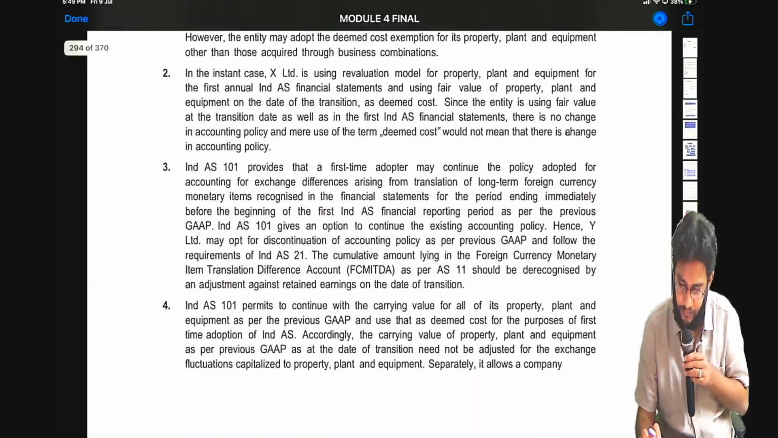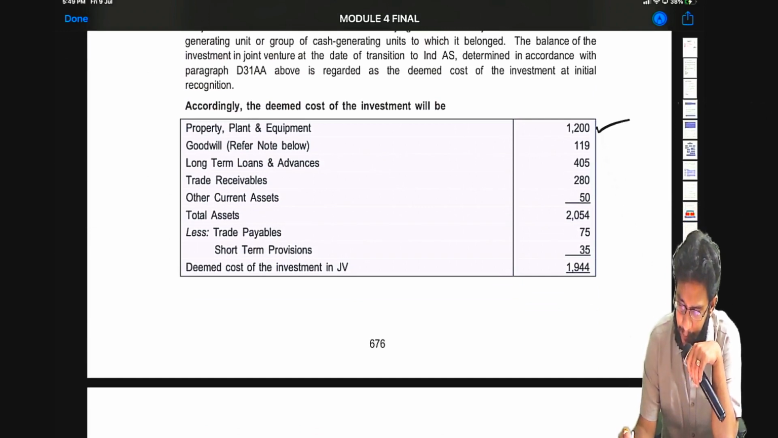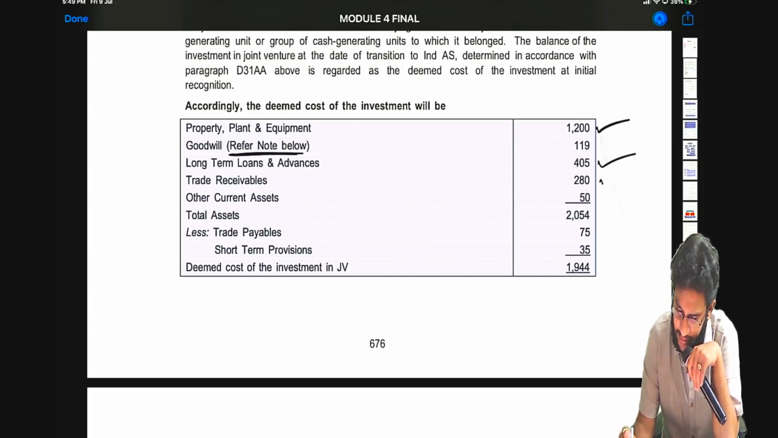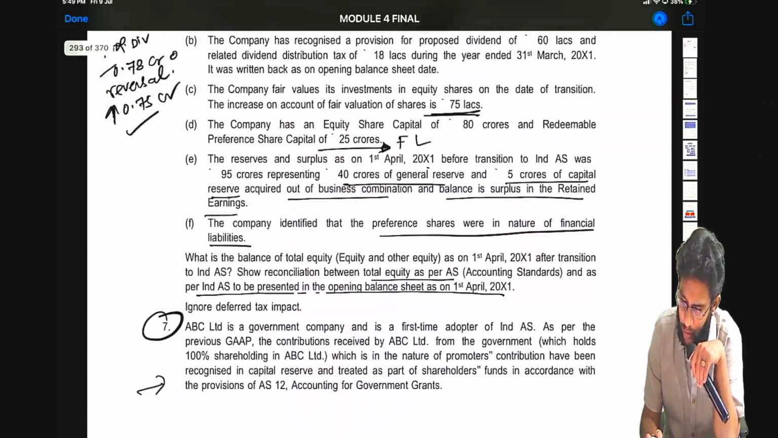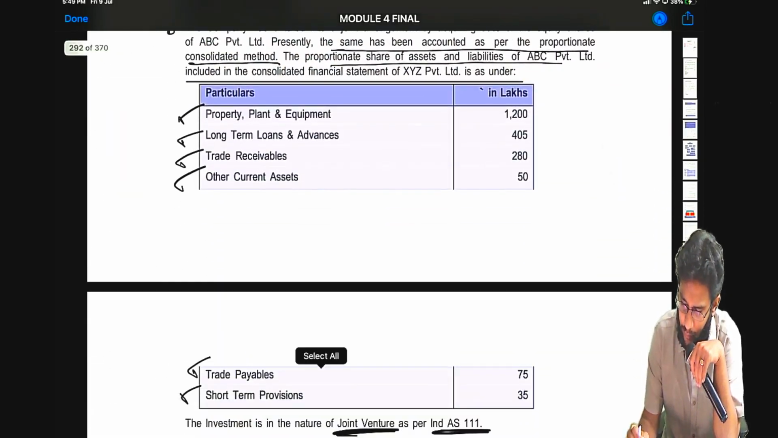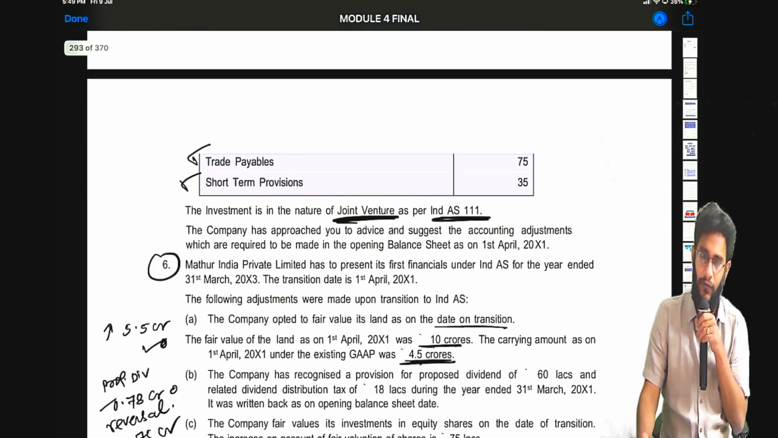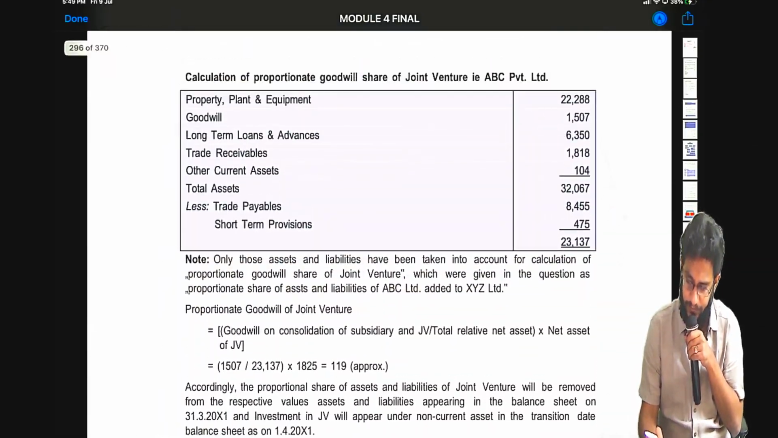So let's see. PPE 1200, goodwill 119, refer note below. We'll refer to it later on. Long-term loans and advances 405, trade receivables 280, other current assets 50, trade payables, that's a liability, short-term provisions, deemed cost 1944. As such, if you do net assets here, 1200, 405, 280, 50, 75, 35, you will not get that 1944, because goodwill is not there in this.